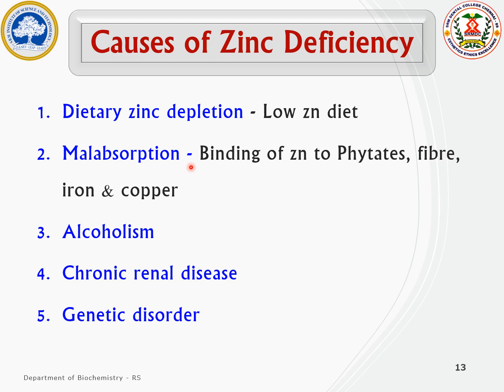Malabsorption is the second factor, where zinc binds to phytate, fiber, iron and copper. This lowers zinc absorption, which leads to zinc deficiency symptoms. Alcohol consumption also interferes with zinc absorption, resulting in zinc deficiency. Chronic renal disease and genetic disorders are also various factors which influence zinc deficiency disorders.